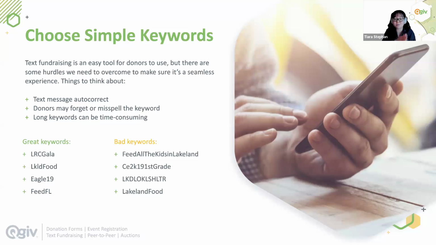You want to choose some simple short keywords. Longer keywords just provide more opportunity for misspellings. They're also easier to forget. In order to do this, you want to use acronyms or abbreviated spellings where possible to eliminate the issue of long keywords. You also want to keep in mind that a lot of phones will automatically capitalize the first letter of words. So using natural text pacing, if your text keyword is case sensitive, can really help eliminate the issue of donors not being able to use text fundraising.